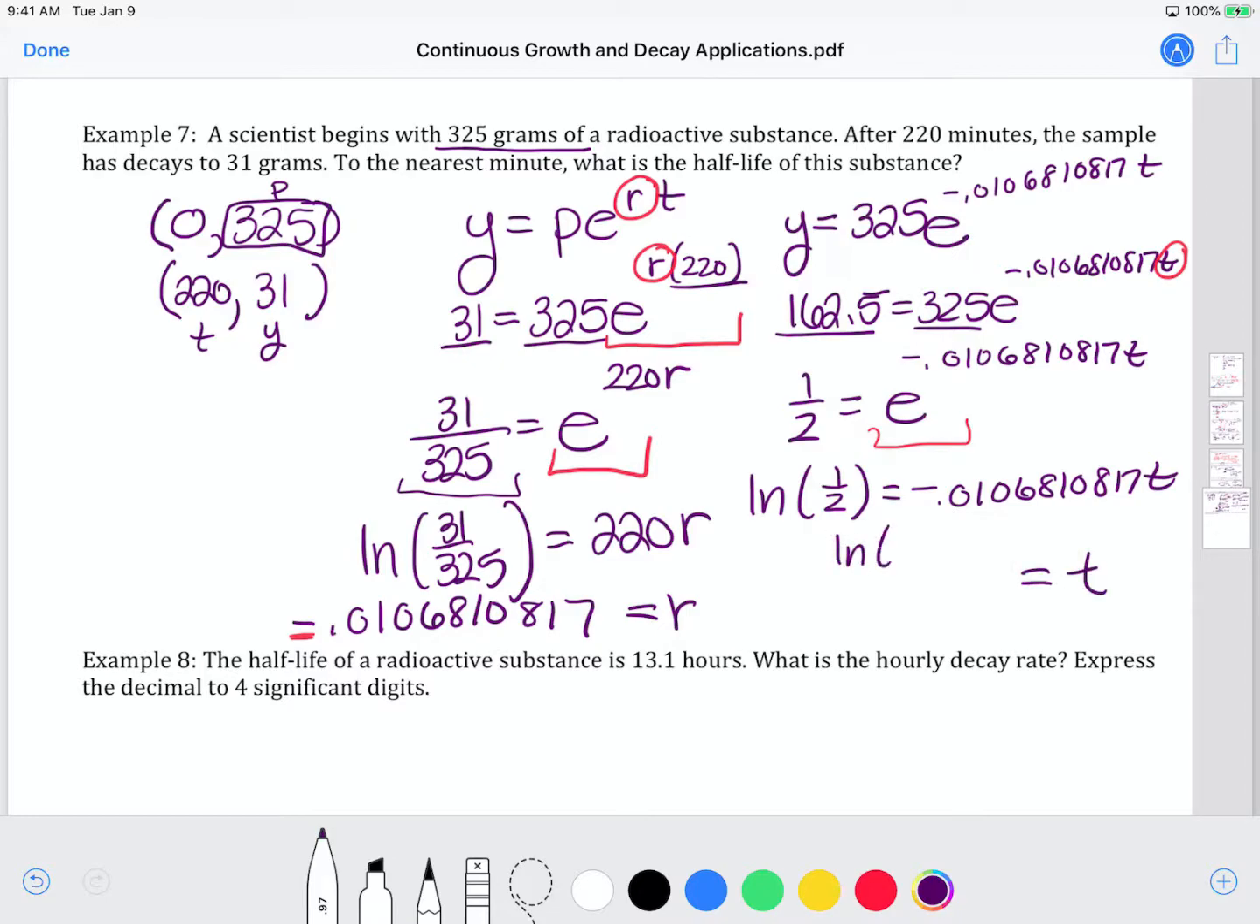So I have the natural log of 1/2 divided by negative 0.0106810.817. I'm going to put that in on my calculator. That's going to give me 64.89, but the question says round it to the nearest minute. So we're going to write it down as 65 minutes because it said round to the nearest minute.